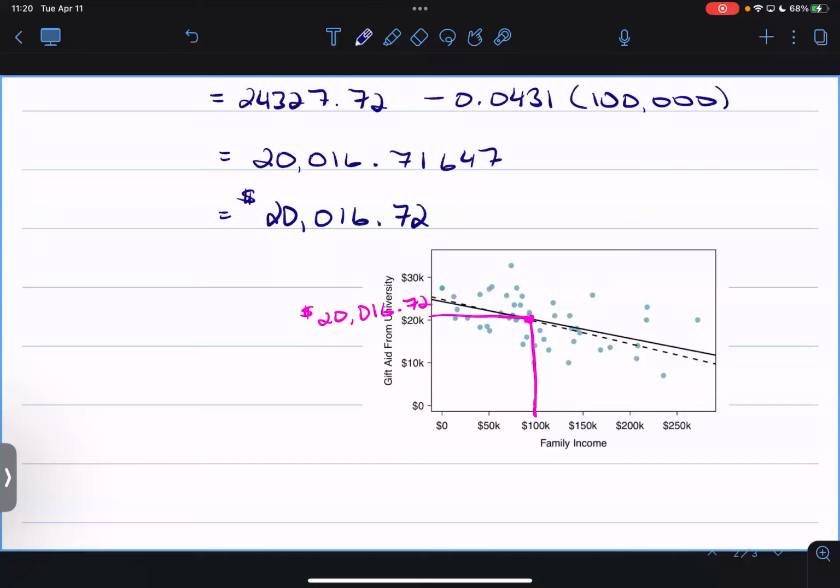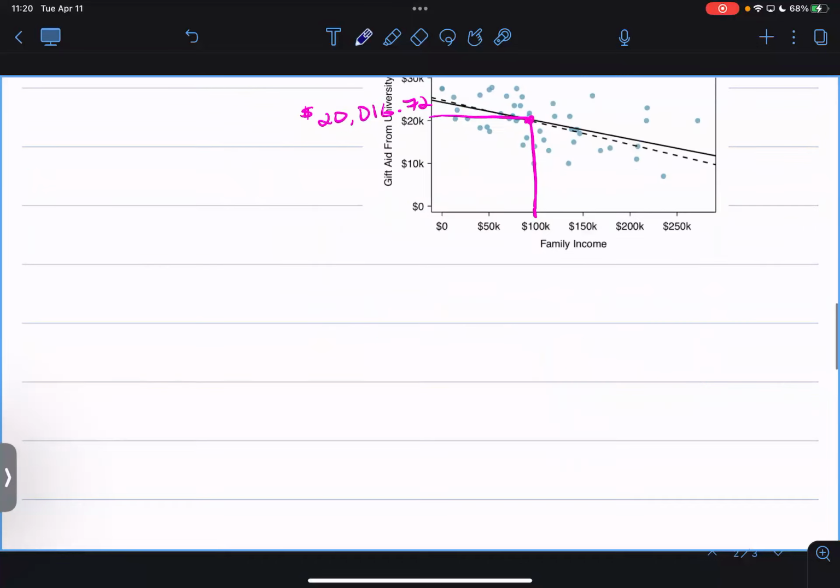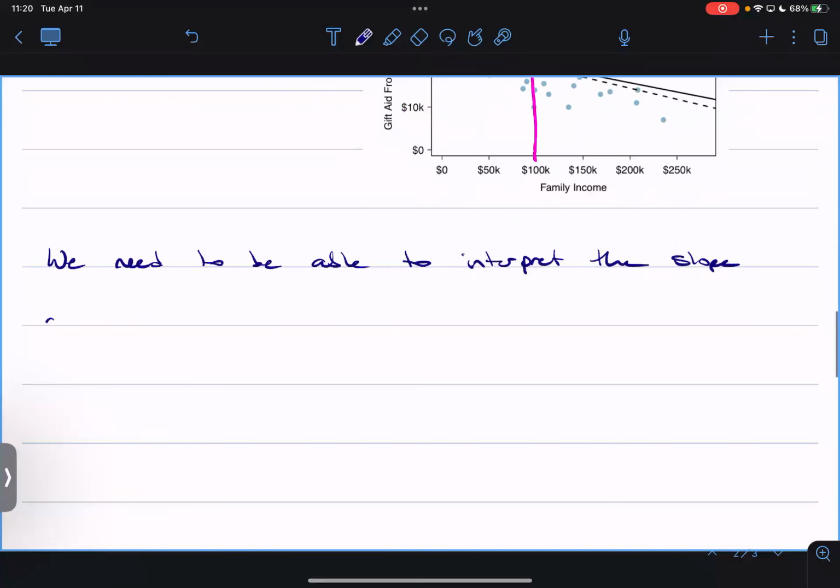Okay, so like I was saying, we need to be able to interpret the slope and interpret the intercept, just in case someone asks us, hey, what is this line? What does it tell me? Whenever I say intercept, I mean the y-intercept. The x-intercept is not really that useful.